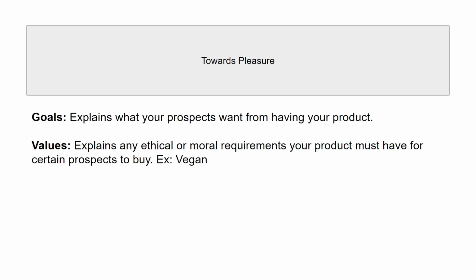Your values explain any ethical or moral requirements that your product must have for certain prospects to buy. So a good example of this is something that's vegan. If someone is vegan, they're not going to buy something that isn't vegan. So values are also really important selling points to call out, and they're both on that pleasure side of the fence. It's something that's important to that person.